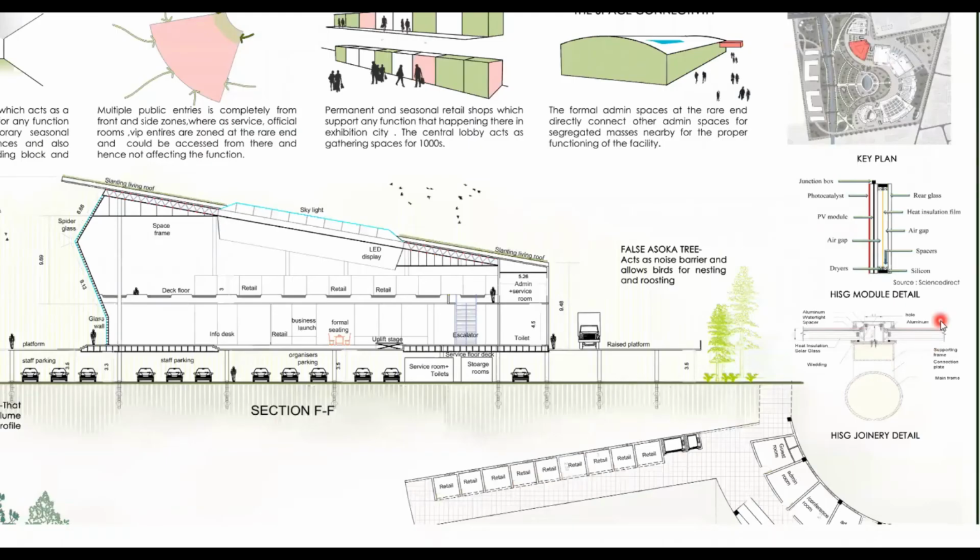The glass facade is a heat insulation solar glass, which is capable of generating energy by trapping the heat rays of the sun. And this is the joinery detail, and its section is also provided.